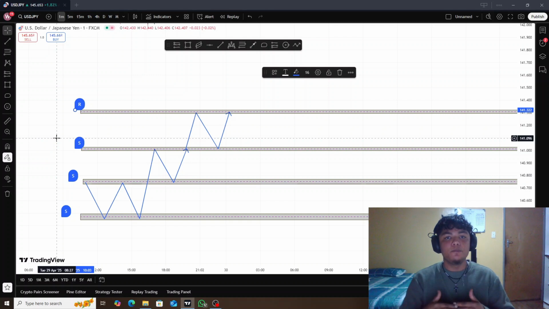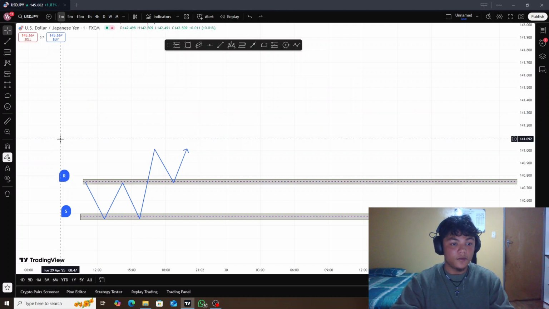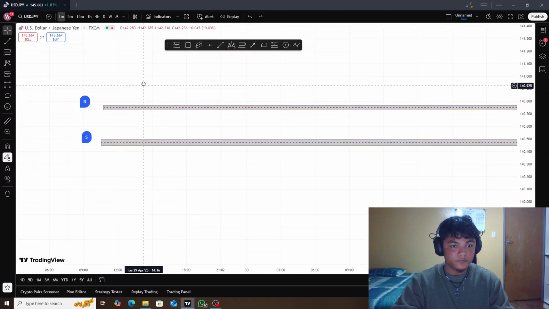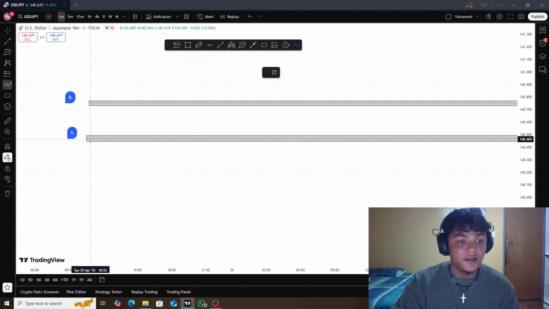Now, when does support become resistance? It's when the market is moving down. It's when the market is in a downtrend that support becomes resistance. So it's basically the inverse of what I just showed you. But let me make an example for you as well of how that would look. So now we do have our resistance and our support level here. The market is trading sideways.